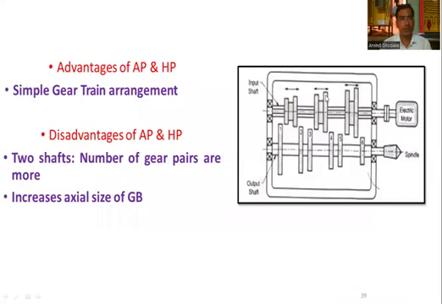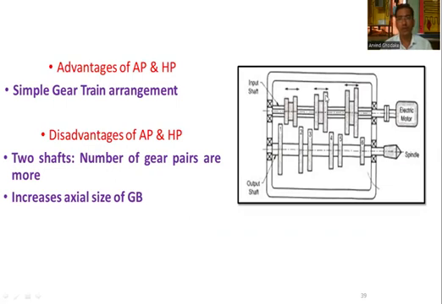Next one is the advantages of harmonic progression and arithmetic progression. A simple gear train arrangement is there in the case of arithmetic progression and harmonic progression. The disadvantages of arithmetic progression and harmonic progression are that the number of gear pairs on the two shafts is more, and this increases the size of the gearbox. So these are the advantages and limitations, or disadvantages, of harmonic progression and arithmetic progression.